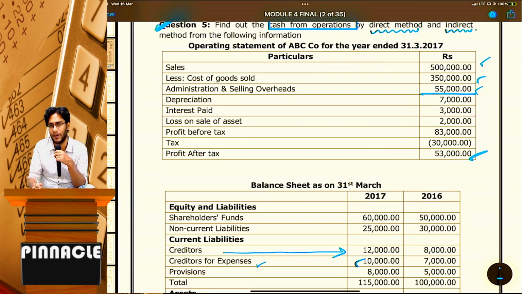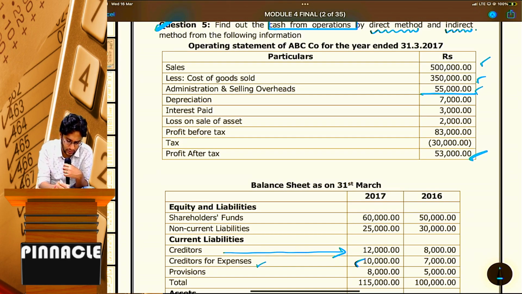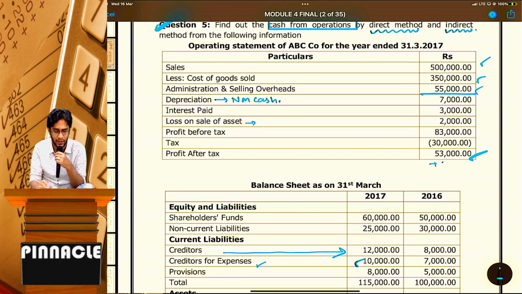While computing this PAT, thing number 1, are there any non-cash items which you have to adjust? The non-cash item in this entire story is depreciation. So the 7,000 we definitely have to add back. Then, yes, sir, loss on sale of asset is also there. That also you have to add back. Next, interest paid is there. That might be cash, but that is non-operating. Even that must be added back. So 3 items you added back.